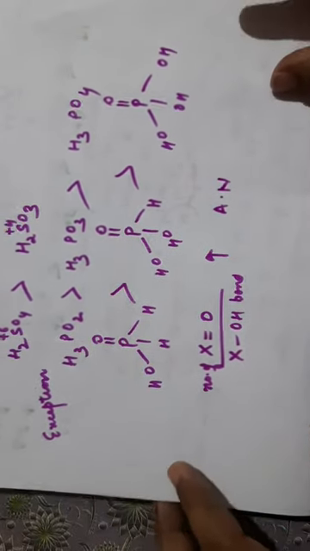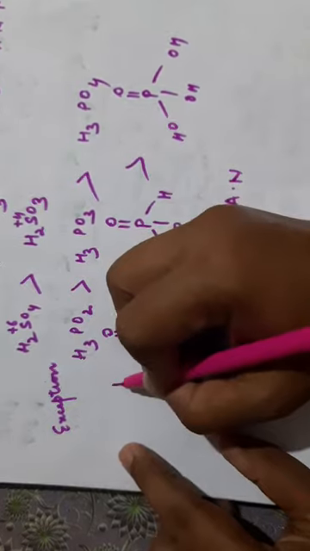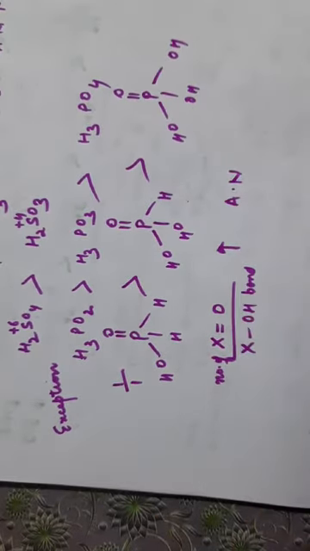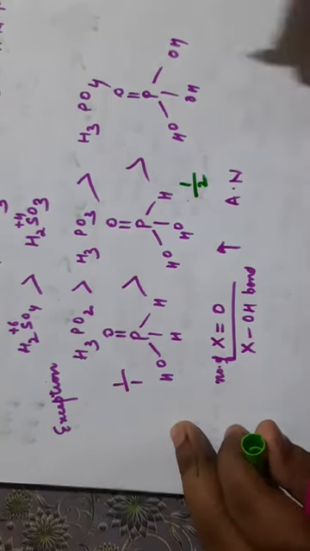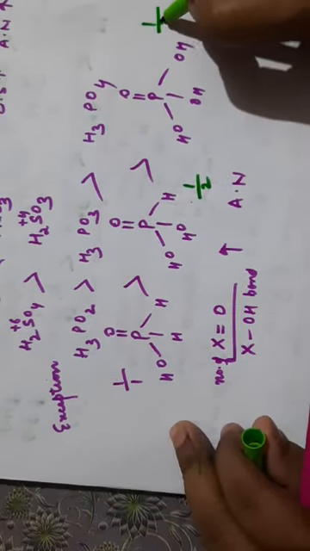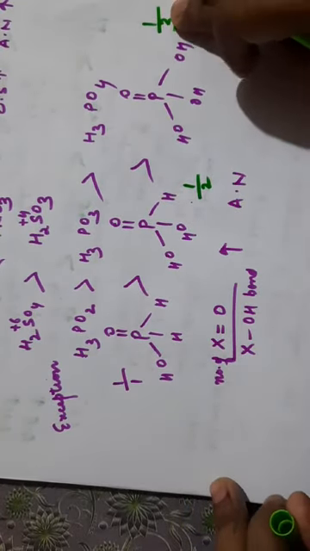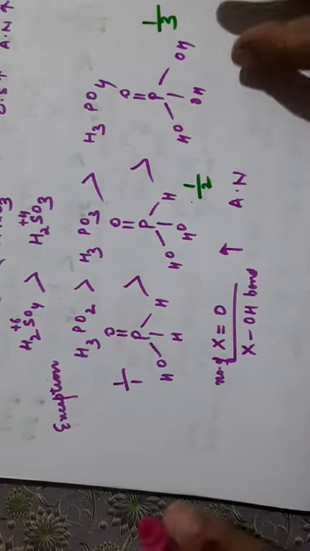Now if you calculate this, how many XO bonds are there? PO bond is 1, OH bond is 1. Here PO bond is 1, OH bond is 2. PO bond is 1, OH bond is 3. Now this is decreasing in this order. Decreasing in this order means acidic strength will decrease in this order. So this is most acidic.